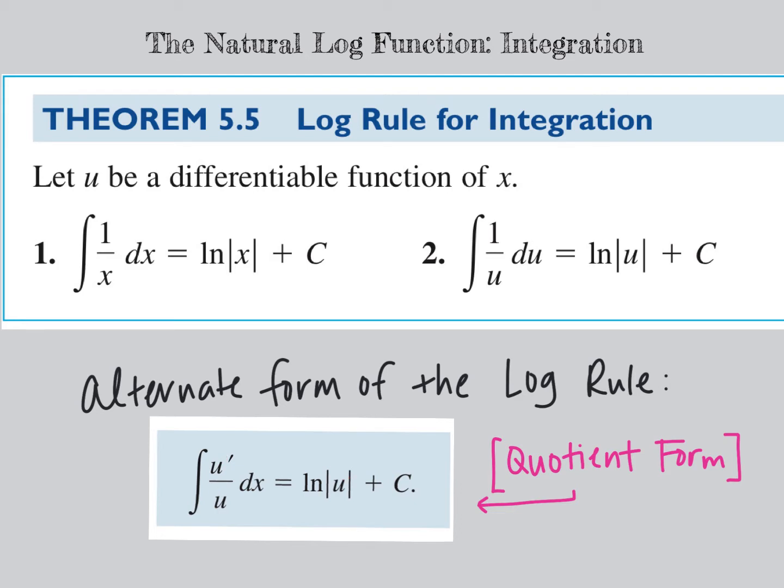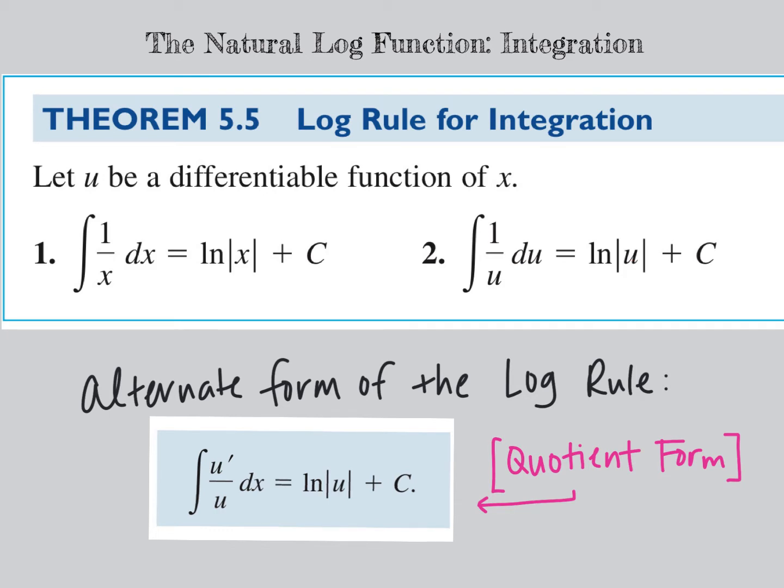These are the different ways that we can write the rule for integration, which again is kind of going backwards from differentiation. So if u is a differentiable function of x, we have the general rule that the integral of 1 over x dx is the natural log of the absolute value of x, and then of course plus c for any indefinite integral. And number 2, it's just simply using u.